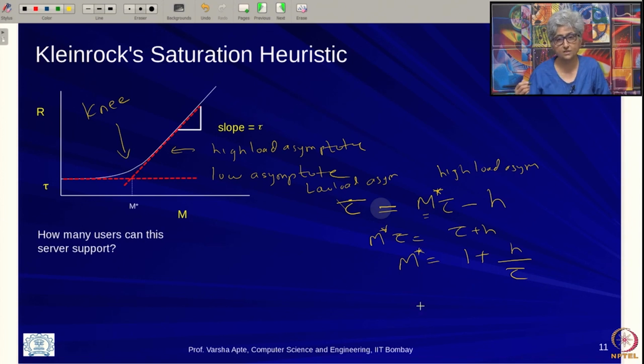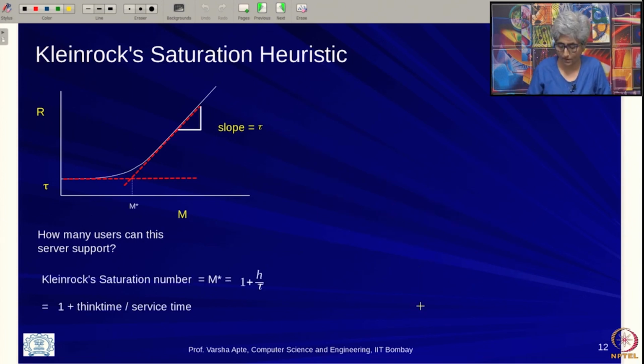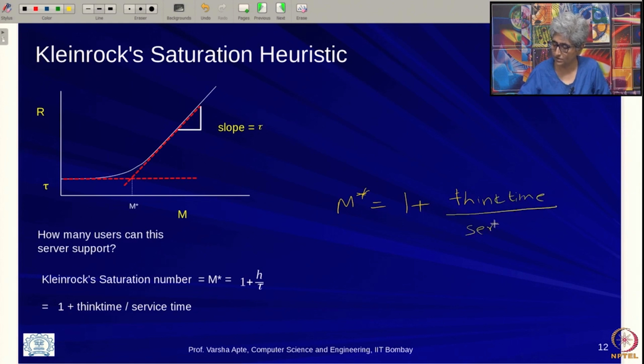Now, again, what is the story of this? As I have always said before, the story of any formula should be thought about. So, M star is equal to 1 plus think time divided by service time. It is very intuitive in a way. We can also look at it as equal to 1 plus service rate divided by, you can call it, think rate.